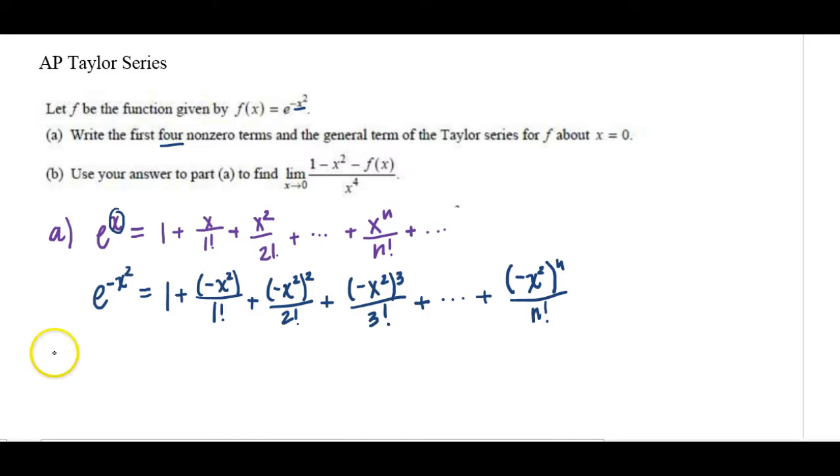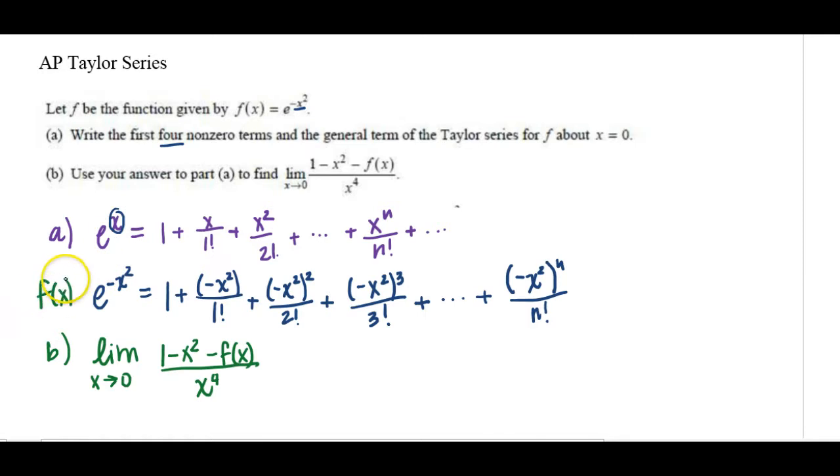So for part B, use your answer to part A to find the limit as x approaches 0 of 1 minus x squared minus f of x all over x to the 4th. So let's go ahead and write the limit that we're trying to solve. So the limit as x approaches 0 of 1 minus x squared minus f of x all over x to the 4th. So let's remember that e to the negative x squared was called f of x.